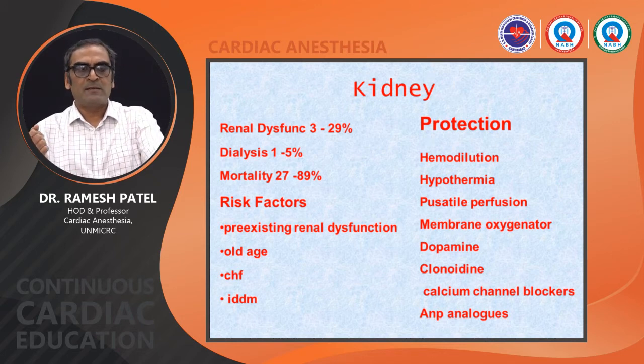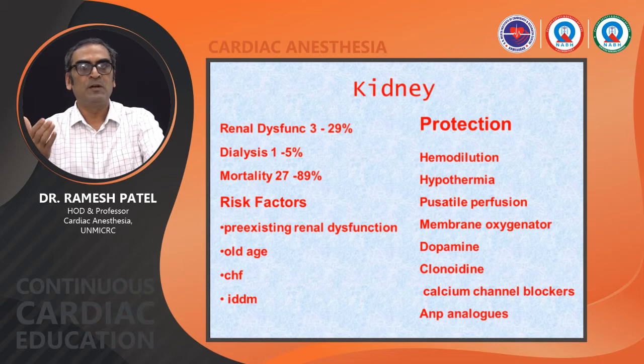In all operated cases, renal dysfunction may occur in 3 to 29% of cases, dialysis may be needed in 1 to 5%, and the mortality rate is 27 to 89% if the patient goes into acute kidney injury.